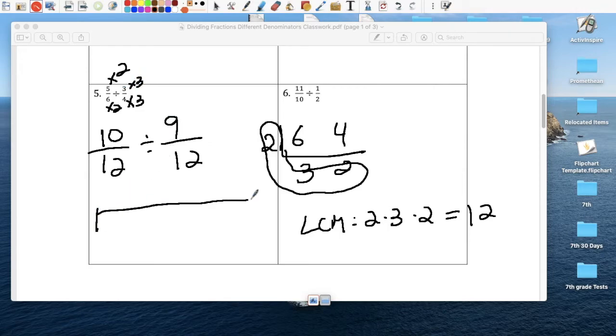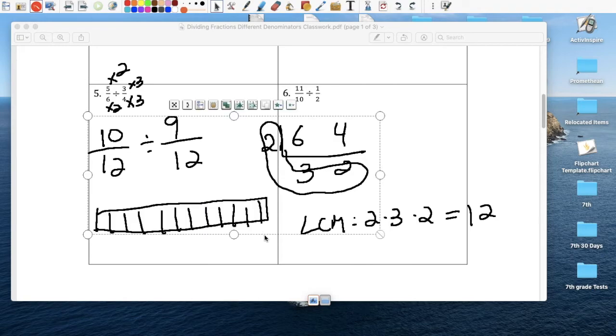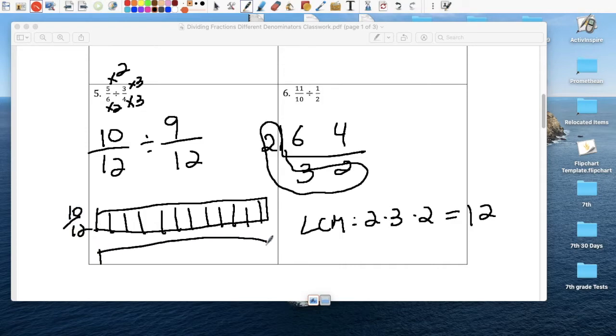Let's draw this out. 1, 2, 3, 4, 5, 6, 7, 8, 9, 10, 11, 12. And then, so what is this? 10 over 12. I'll shade it in. And then we want to do 12 again. 1, 2, 3, 4, 5, 6, 7, 8, 9, 10, 11, 12. So let's shade 10 first. So it's all the way here, 10 of them. And this one I'm going to shade 9, so 1 less.